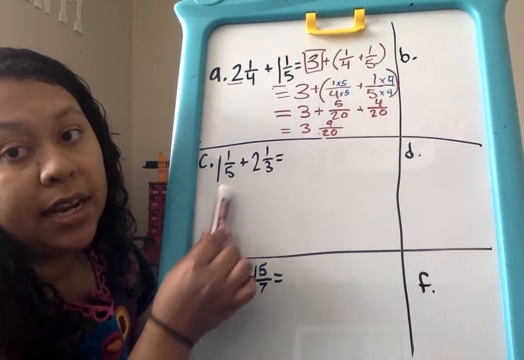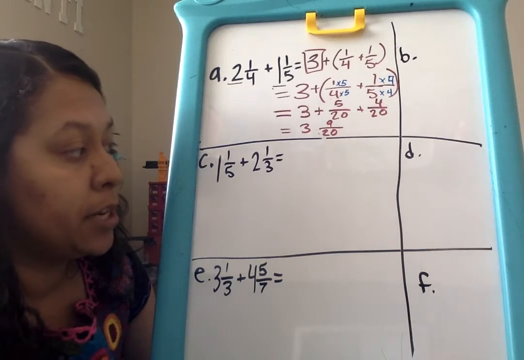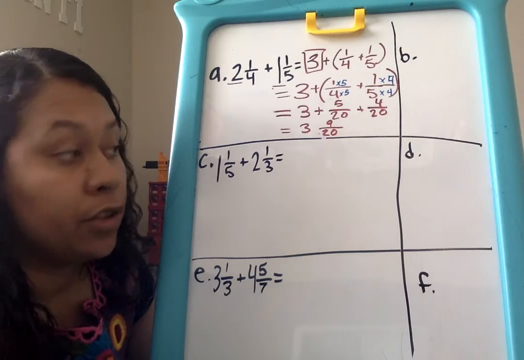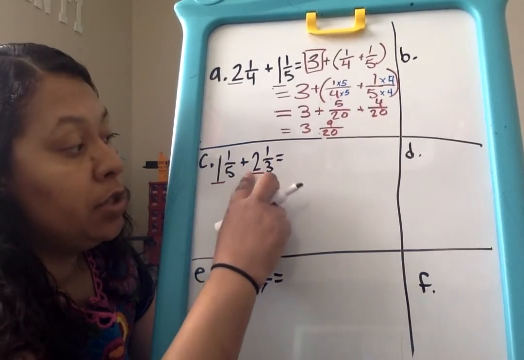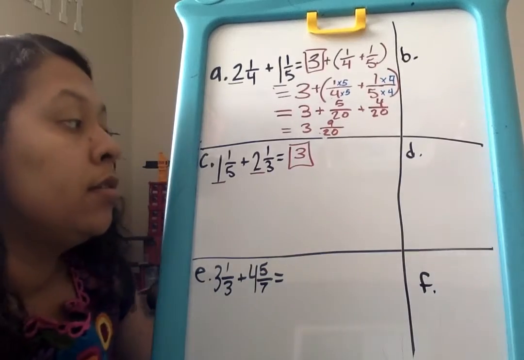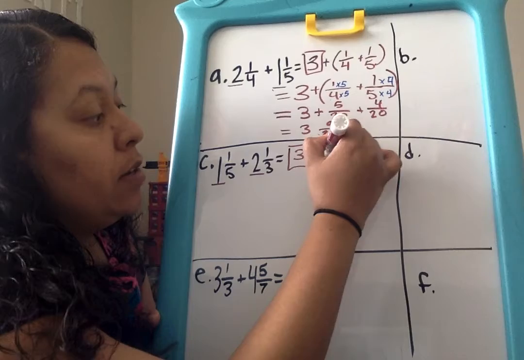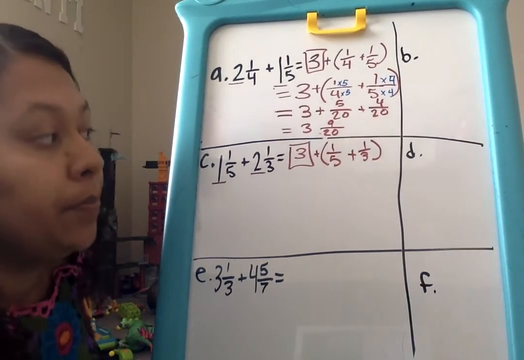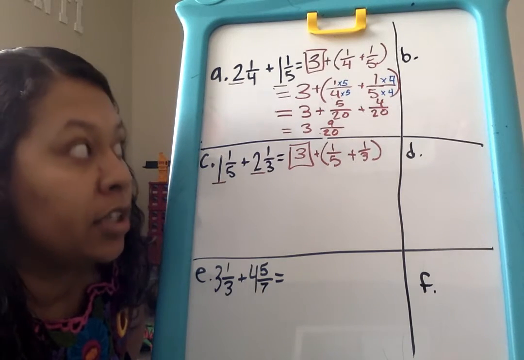So I'm going to go on to C. Now we have 1 1/5 plus 2 1/3 equals blank. Like I said before, we're going to add one extra step. So first we're going to add our wholes. 1 whole plus 2 wholes. 1 plus 2 is 3. So that first blank right there should be 3. And now we have our group of 1/5 plus 1/3 in parentheses, okay? To do 1/5 plus 1/3, we need to find our common units.